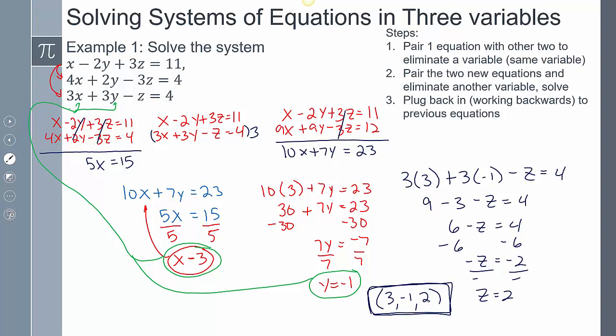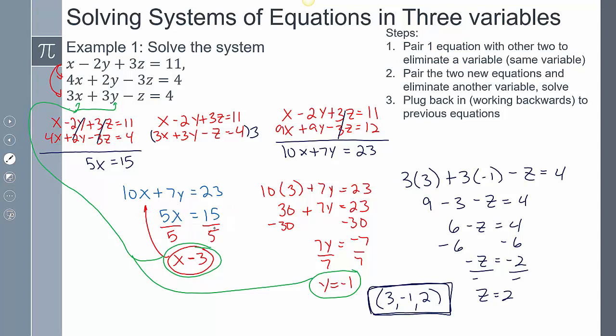So a quick review on that. The first step that I did is I paired one equation, equation 1, with the other 2, equation 2 and equation 3. That's why I had equations 1 and 2, and equations 1 and 3. And I eliminated the same variable in both equations. I eliminated z. And I multiplied this one by 3 so I could eliminate z. Then step 2, I paired the 2 new equations together to eliminate another variable. It just so happened that the other variable, y, was already eliminated, so I could just use this one to solve.